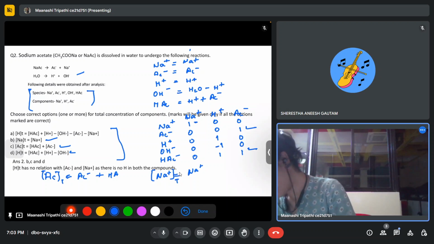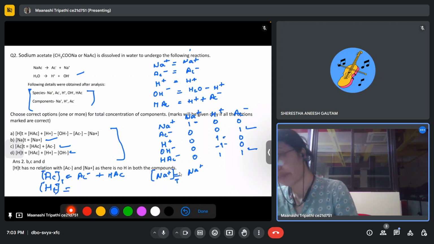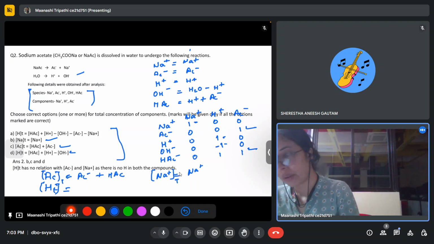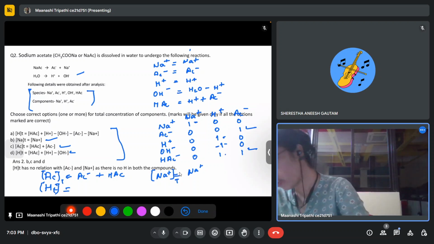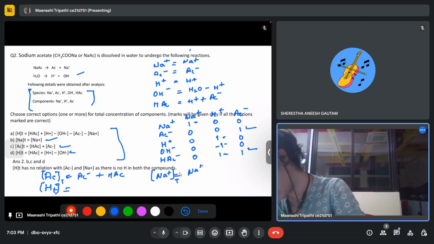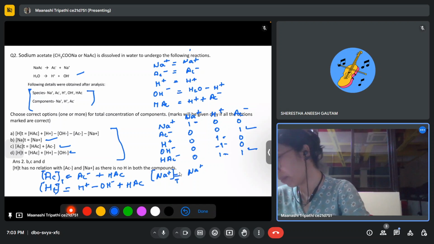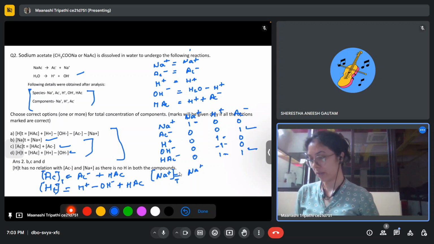For writing H total, we have 3. This and this. So what are all these 3? H plus minus OH plus HAc. So that's how B, C, D, 3 options are correct.